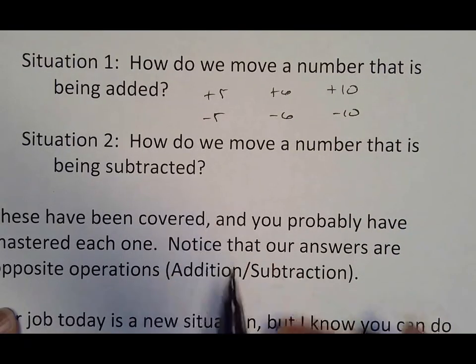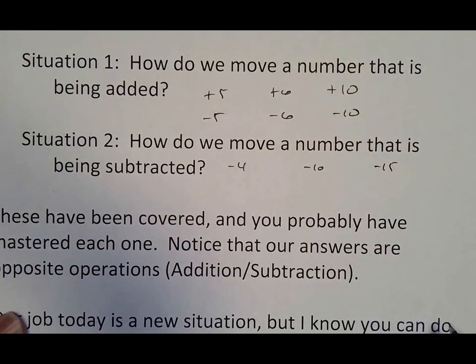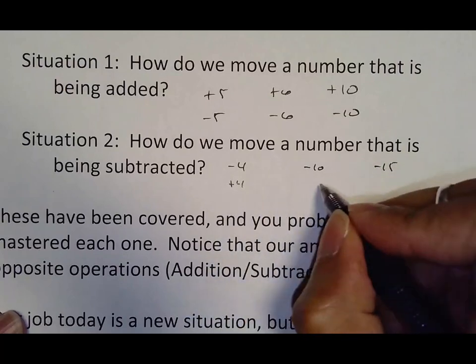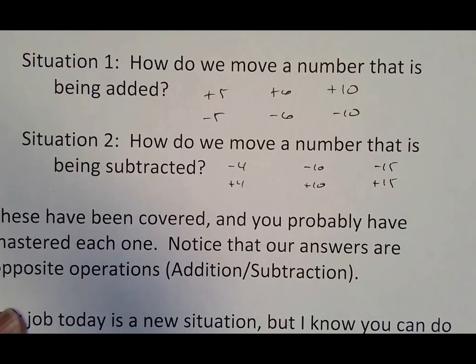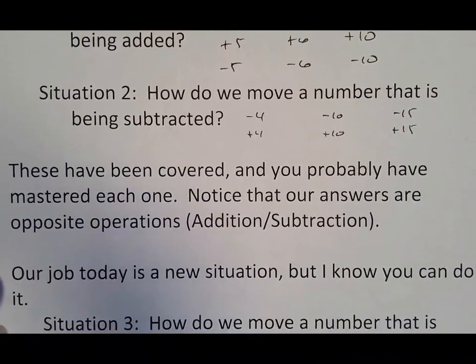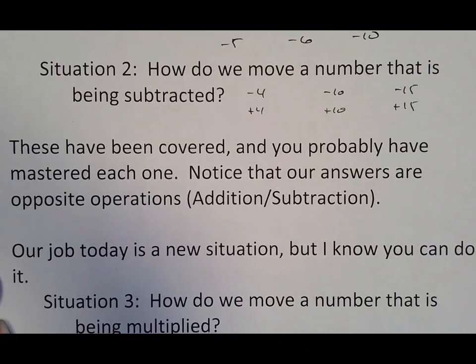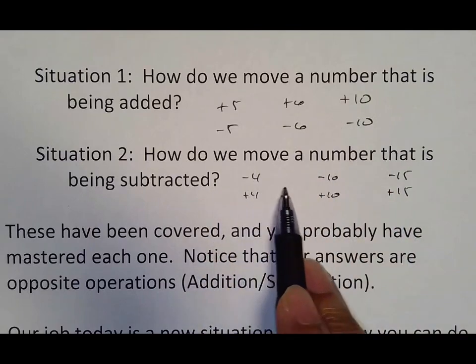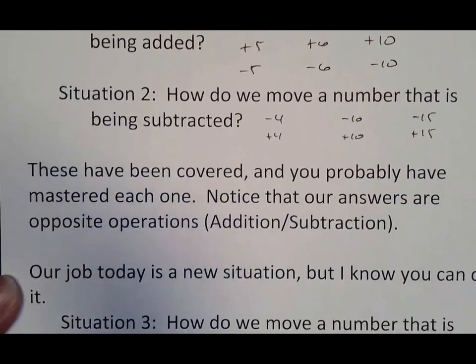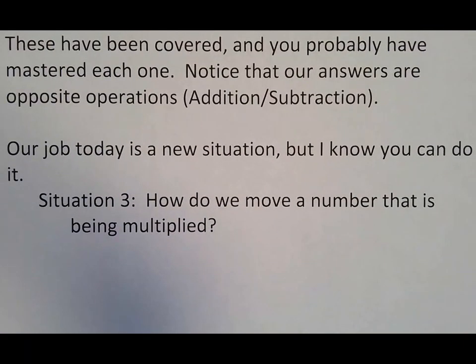How do you move a number that's being subtracted? In other words, a negative 4 or a negative 10 or a negative 15. Well, the answer is you would add 4 or add 10 or add 15 because they're opposites and they equal 0. So these have been covered, and you probably mastered each one, at least gotten used to it at least. Notice our answers are opposite operations, so addition and subtraction are opposite. When you were adding a number, you subtracted. When you were subtracting a number, you added. Our job today is a new situation, but again, I know you can do it. How do you move a number that's being multiplied? Well, the question is, what is the opposite of multiplication?